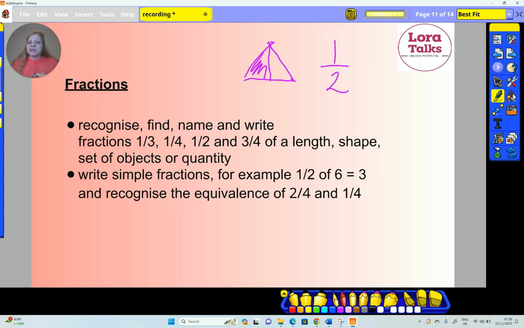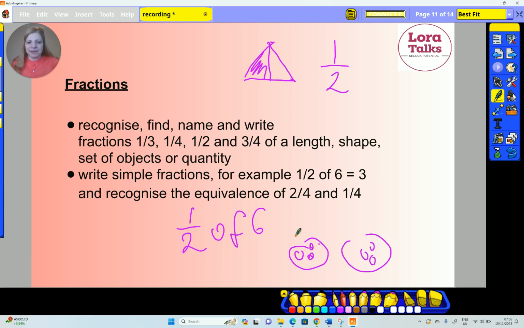And now the quantity of objects, that's another. So basically, write simple fractions, for example, half of 6. So if you need to do half of 6, what it means is I draw 2 little circles and I'm sharing my 6. So it's going to be 1, 2, 3, 4, 5, 6. Now, the top number says 1. How many in one circle? 3, that's my answer. So that's the understanding they can use to solve those questions.